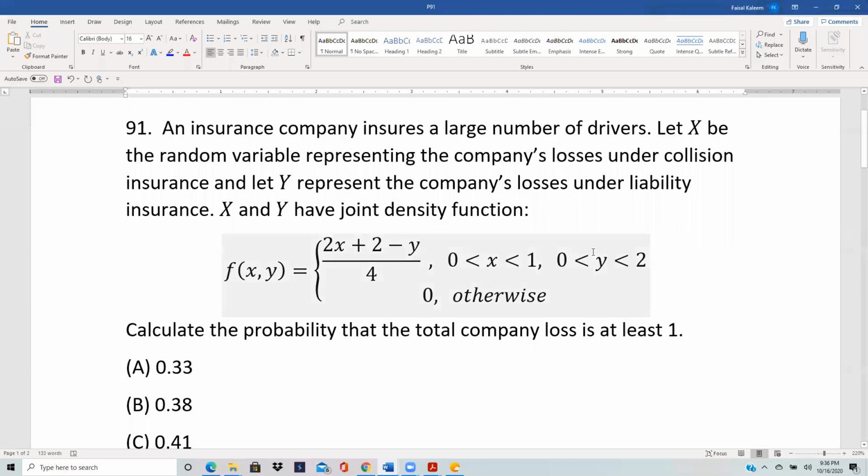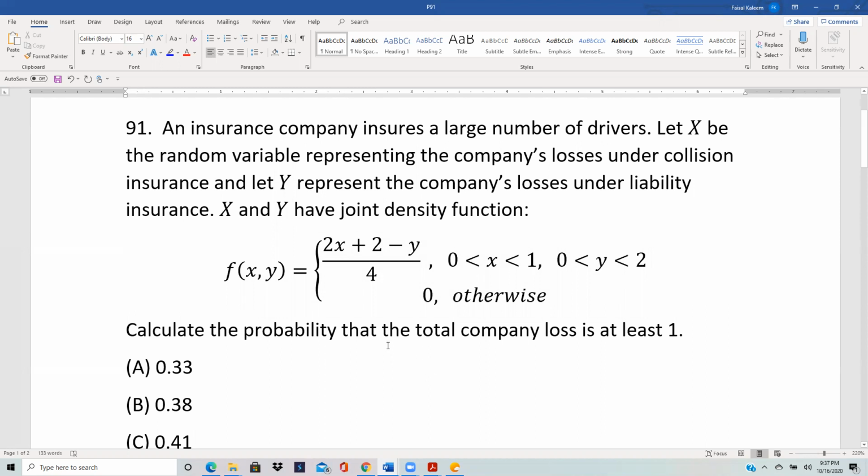An insurance company insures a large number of drivers. Let X be the random variable representing the company's losses under collision insurance, and Y represent the losses under liability insurance. X and Y have a joint density function here. Calculate the probability the total company loss is at least 1.